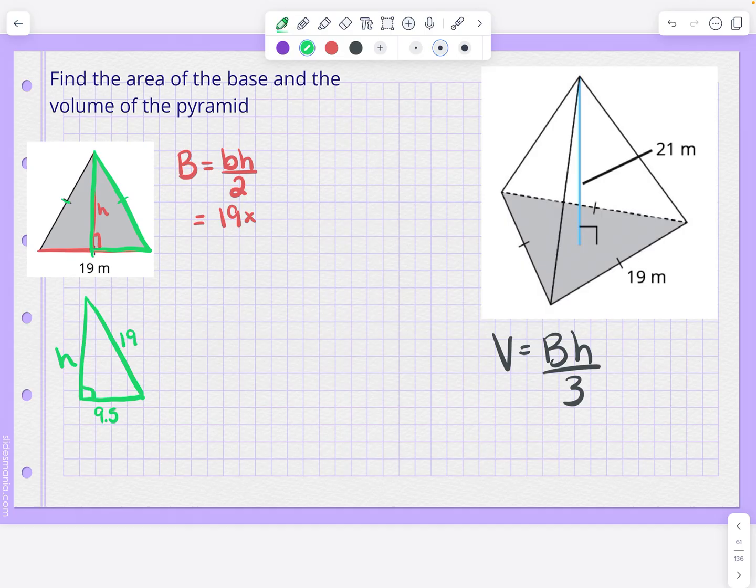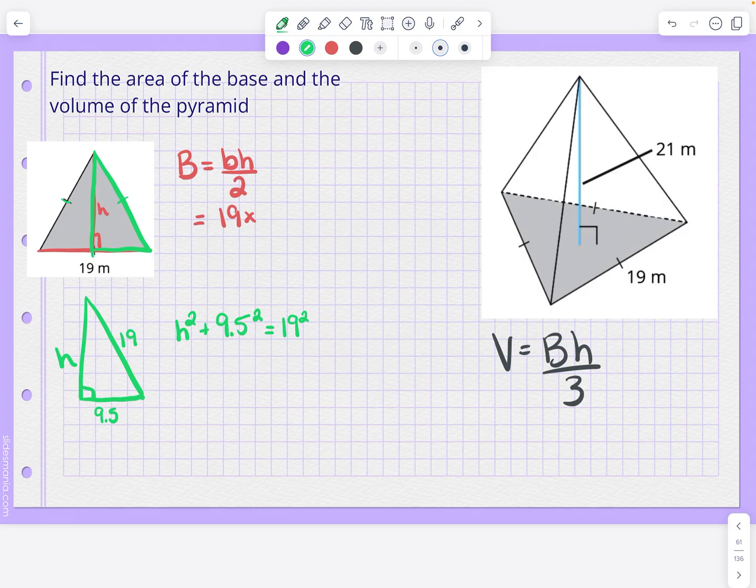So now I can use Pythagorean theorem again. The two sides, h and 9.5, make the 90 degrees. So those are the legs of the triangle. Those go together, a squared plus b squared. The hypotenuse across from the box is 19. That's c, so c squared goes on the other side.